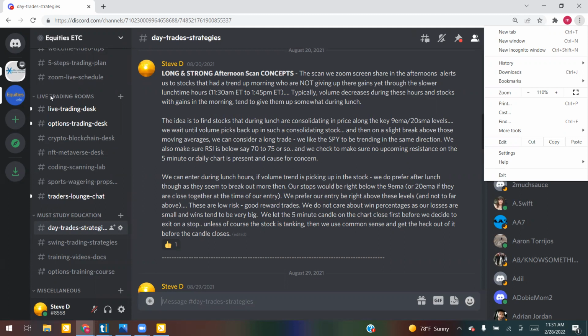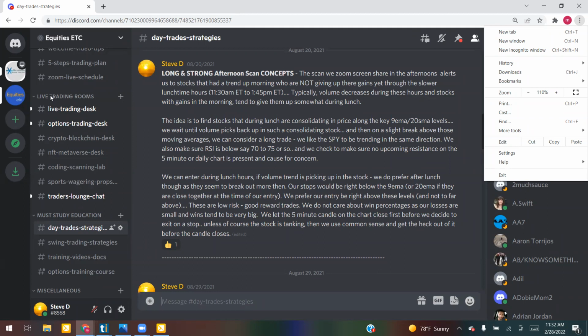So for those who have maybe missed out on a 9 EMA long in the morning, they're going to get an opportunity once it starts consolidating through lunch to possibly enter it long again as a second trade, or get in it for the first time since they missed it in the afternoon.